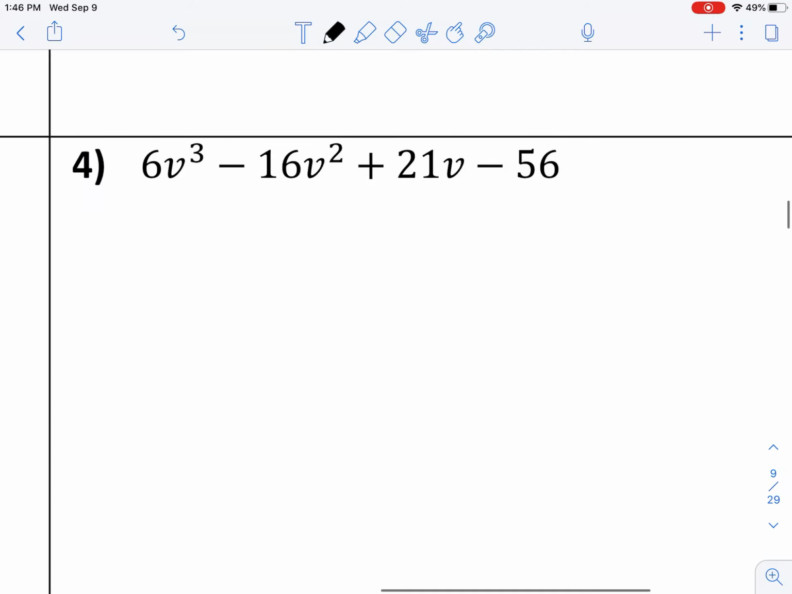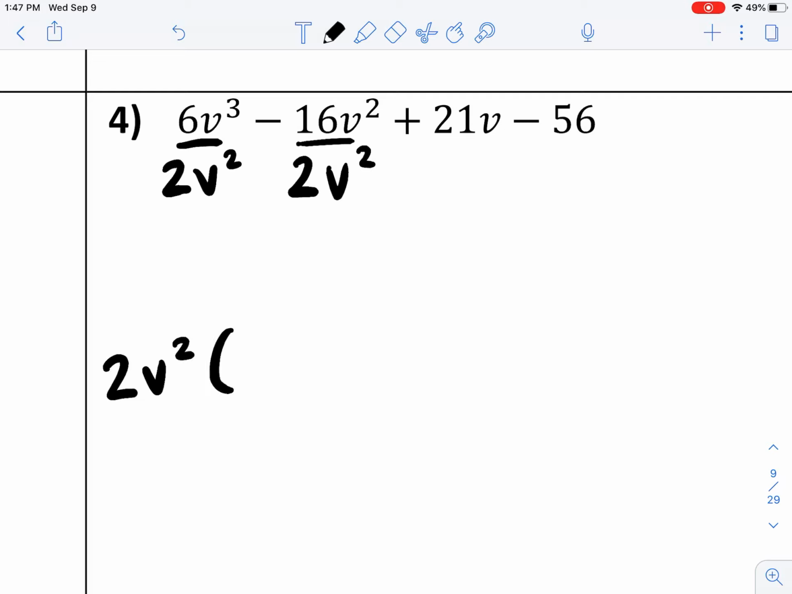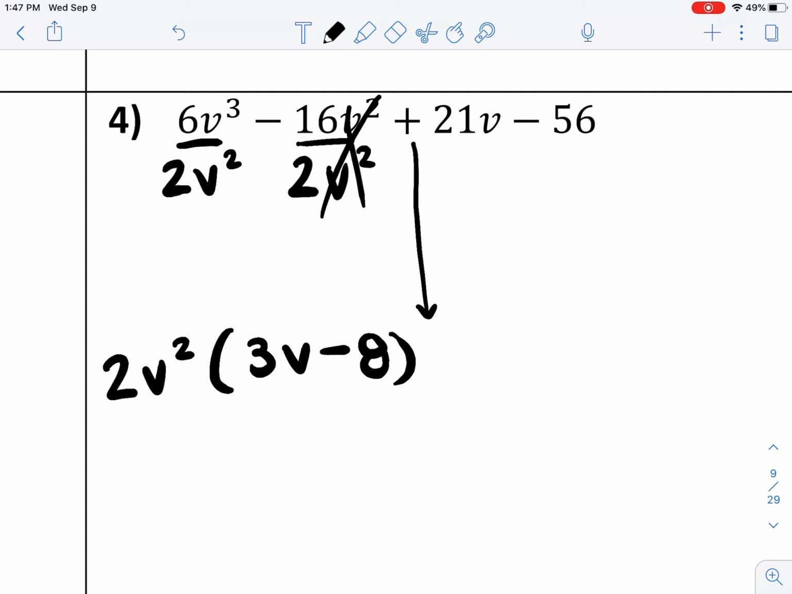Number 4. The GCF of 6 and 16 is going to be a 2. 2 is the biggest number that goes into both of those. And then the smaller exponent is the squared, so 2v squared. When I divide by 2v squared, I'm left with 3v minus 8. And then I bring down my plus sign.